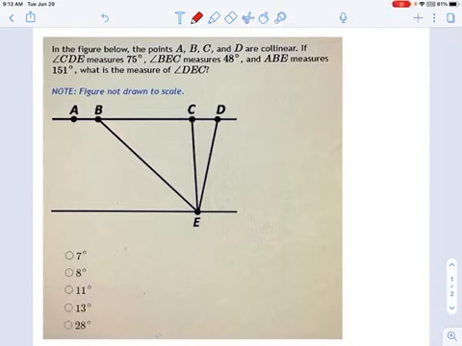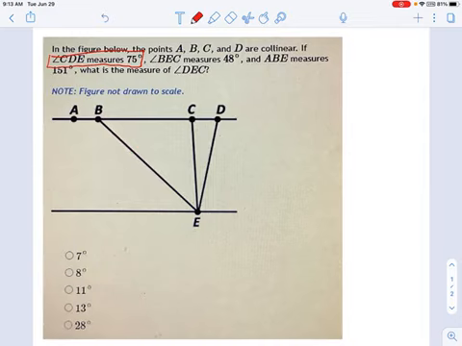So we're told that we have a figure with points A, B, C, and D in it, and they're all collinear. What that word collinear means is they're all in a line. And you could tell they're all in a line just from looking at the graph. And then we're also told that CDE measures 75 degrees.